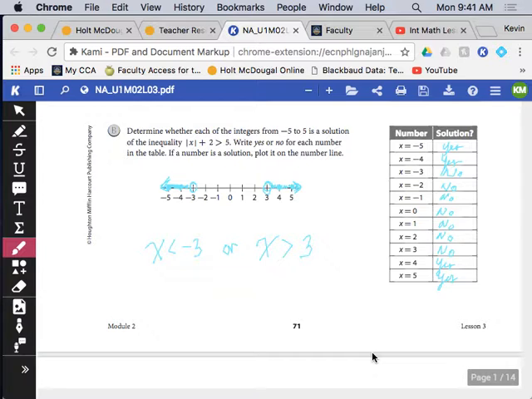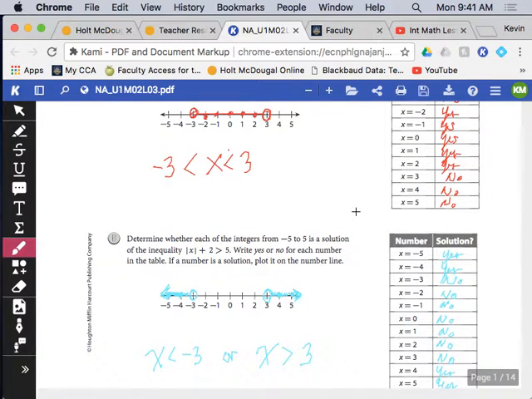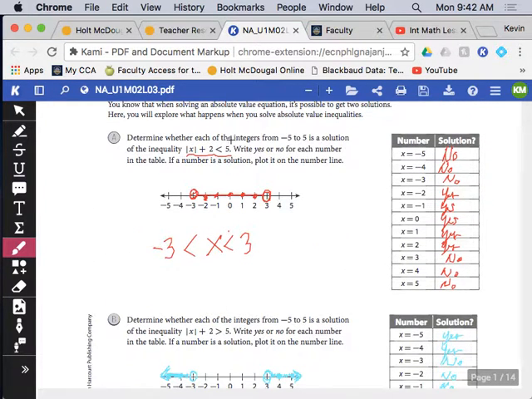x is less than negative 3 or x is greater than positive 3. So it's "or." And so the only question here is, how do I know which is which? You see, this is different. This is written like this, and this is written like this with an "or." And the way that we figure this out is by the way that the inequality points.